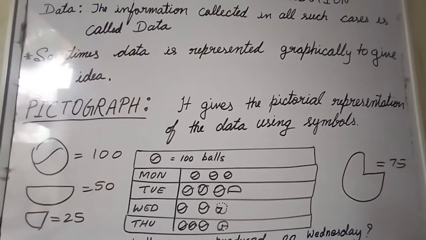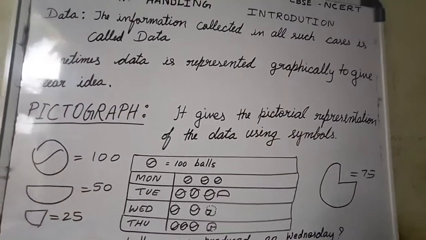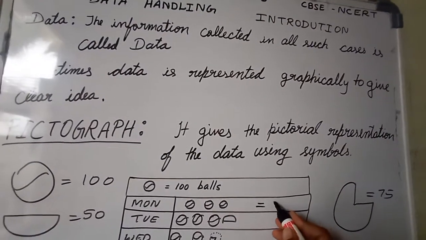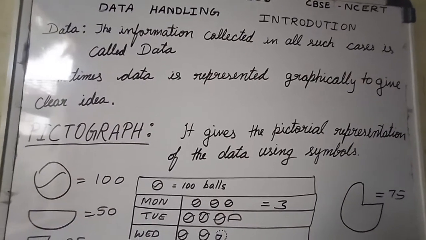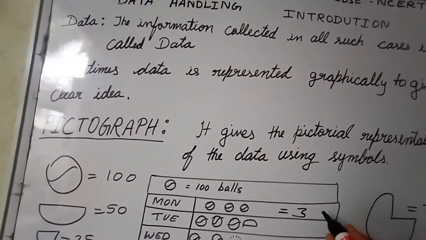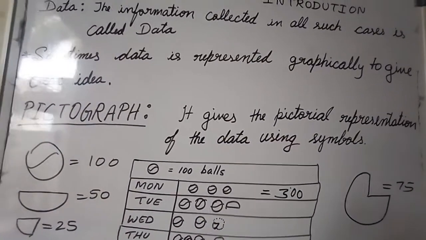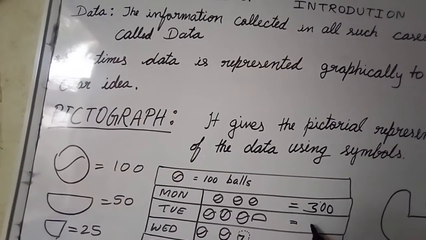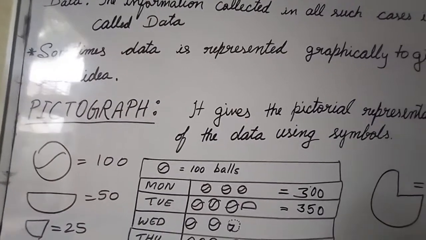See, here they have not given the number. Monday, they have shown 3 balls. It means how many balls they have produced that day. One ball indicates 100, so 3 balls indicate 300. In the same way, here they are showing Tuesday: 1, 2, 3 balls plus half. So it shows 350.